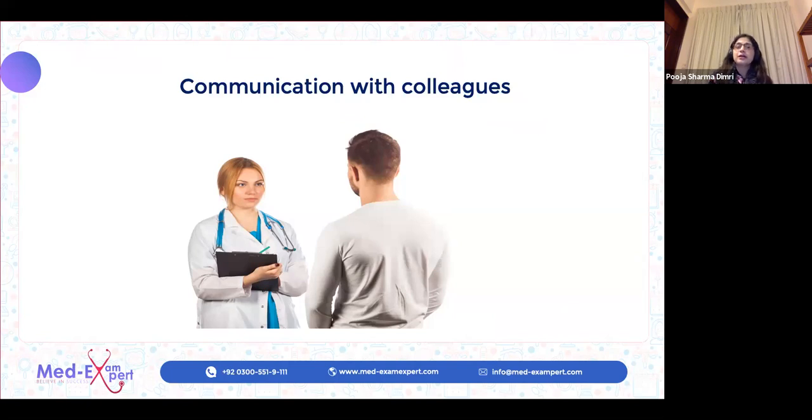Now, this is the opposite communication. When you talk to a junior colleague, you should be able to establish rapport with them. You should be able to encourage them. You should encourage them to ask questions. You should give positive feedback. And you should take feedback from them for the session you have conducted. So all this comes, and you should not be forbearing on your junior colleague. So all this comes under communication with colleagues.